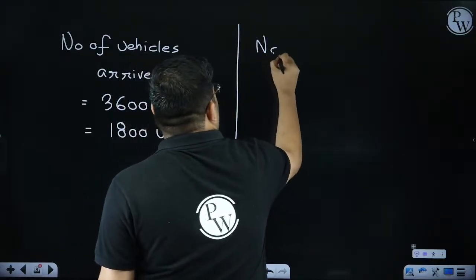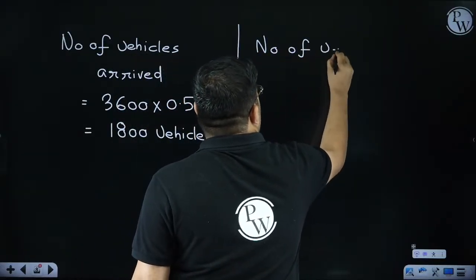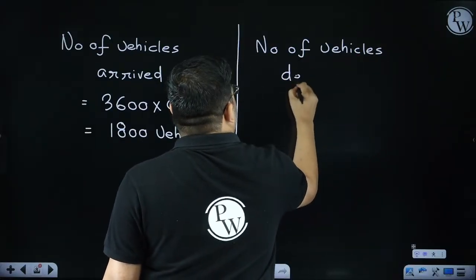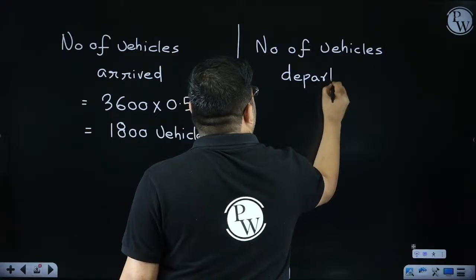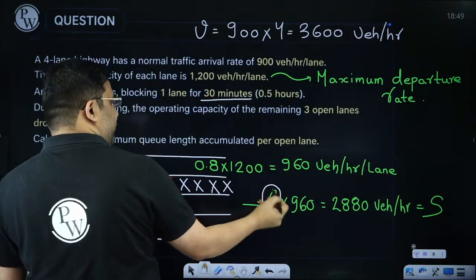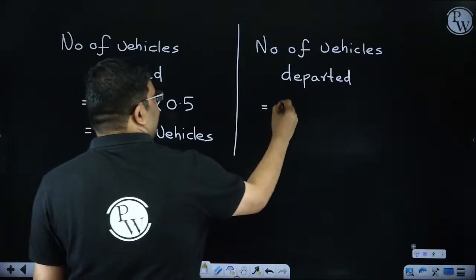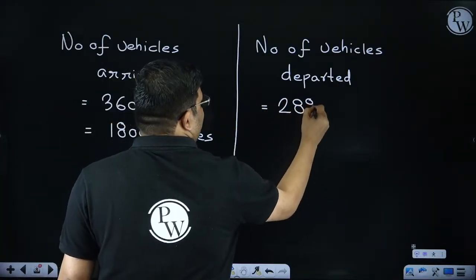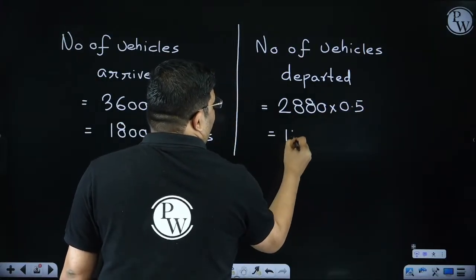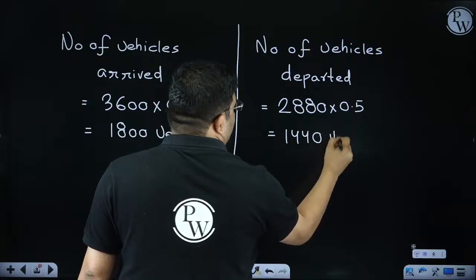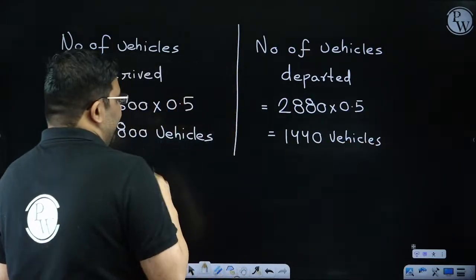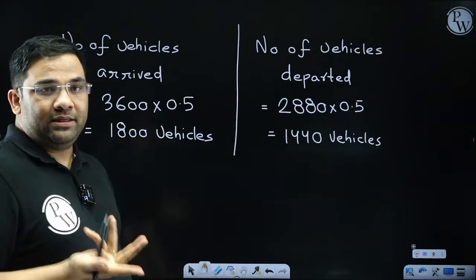Okay, and then how many vehicles departed? The number of vehicles departed will be equal to the departure rate, 2880, and that will occur for 30 minutes, so into 0.5, giving me 1440 vehicles. So this many vehicles arrived and this many vehicles departed.